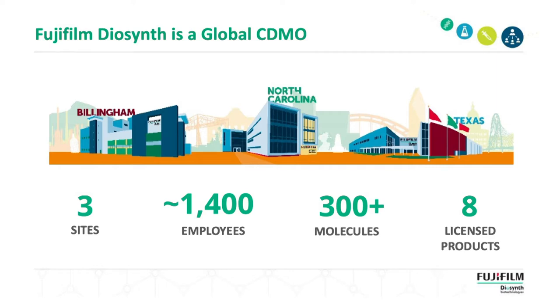So we're a company of about 1,400 employees. We currently have three sites, one in Billingham in the northeast of England, one in RTP in North Carolina, and one in College Station, Texas. We've worked on many, many different products. We're a traditional biologics manufacturer, so we make protein therapeutics from microbial and mammalian systems.